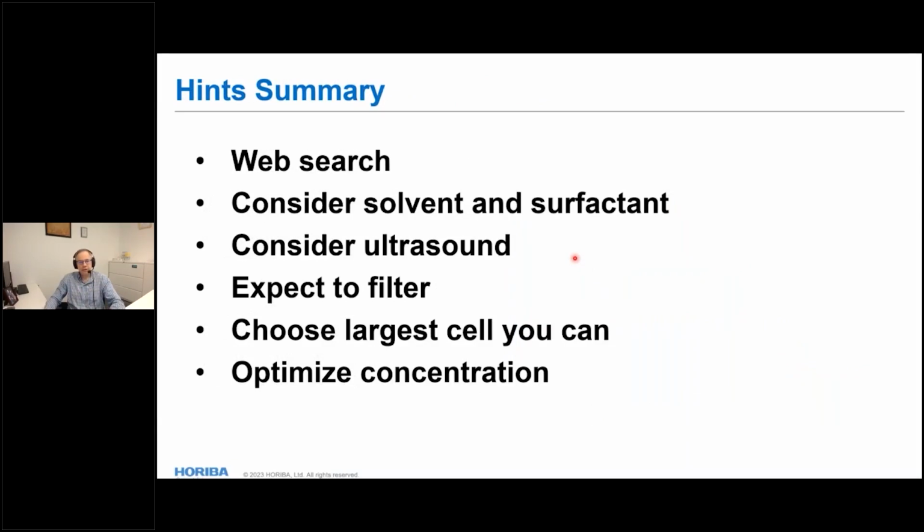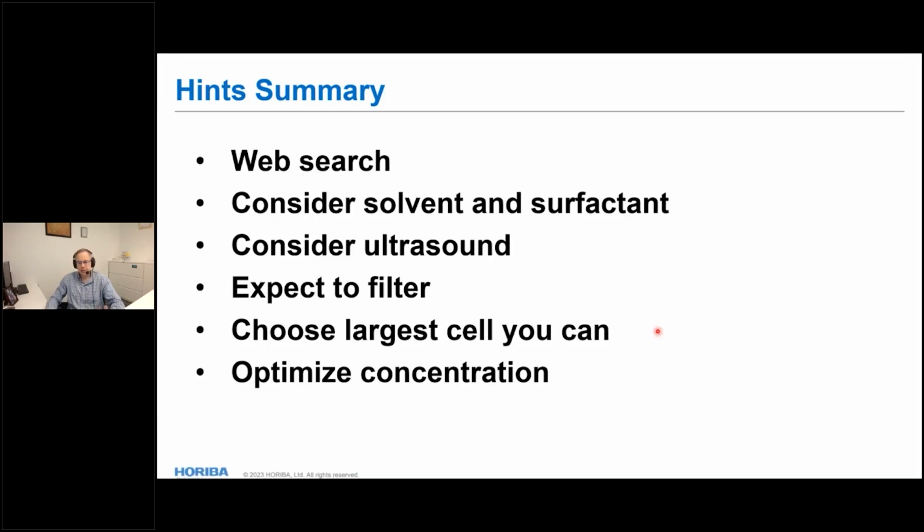So, a summary of hints. Start looking at how other people have measured your kinds of materials. Consider your solvent and your surfactant. You'll probably hope that water is your solvent or your liquid. Consider using ultrasound. Expect to be filtering at some point. Choose the largest sample cell you can.